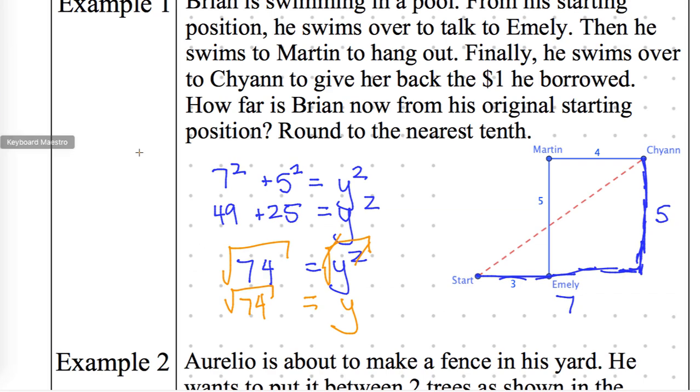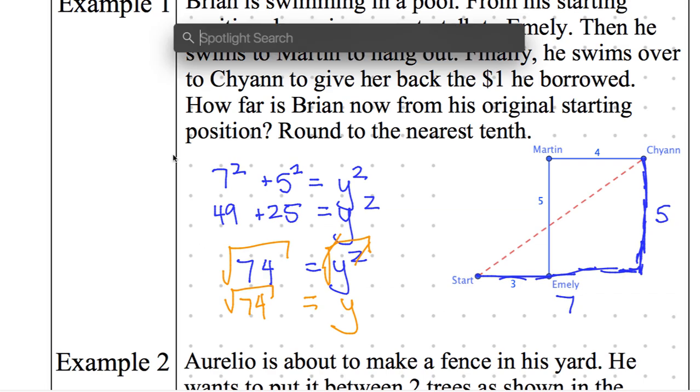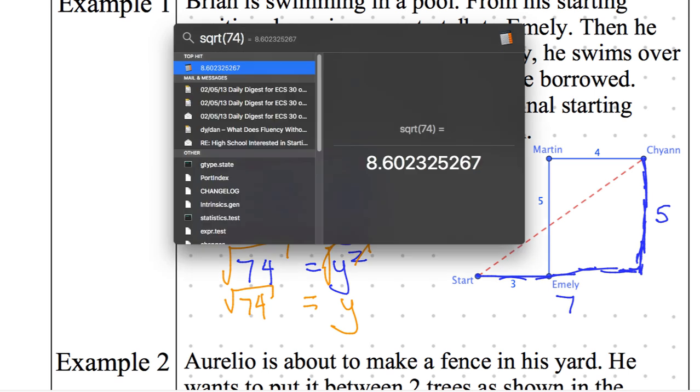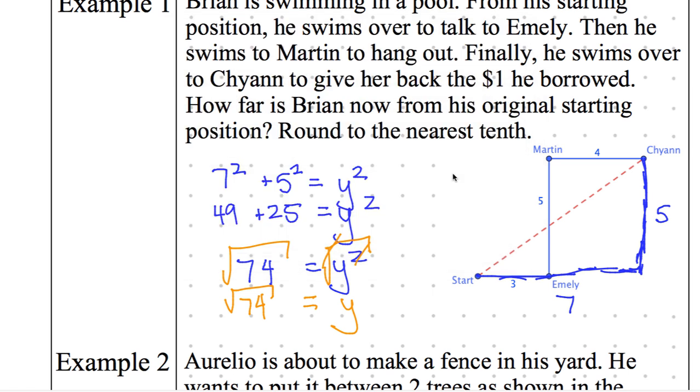So what is the square root of 74? What does that approximate to? By the way, since everyone here has a Mac, we can spotlight search this and just type SQRT, square root of 74, and it will tell us that it is about 8.6, and obviously it goes on forever and ever because it's not an integer, nor is it a rational number. So it's 8.6. We do need to put that this is about 8.6, because it says round to the nearest tenth. And there's our final answer. We did round that to the nearest tenth already.